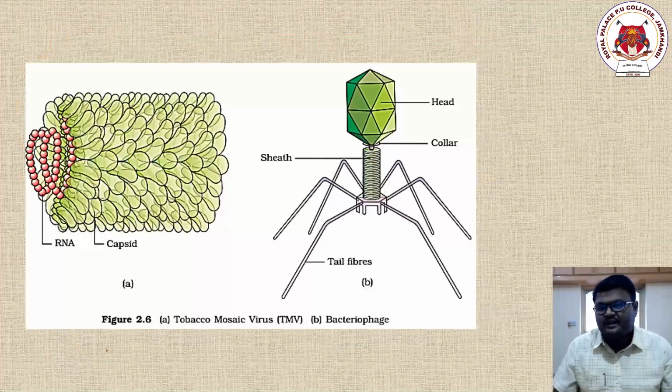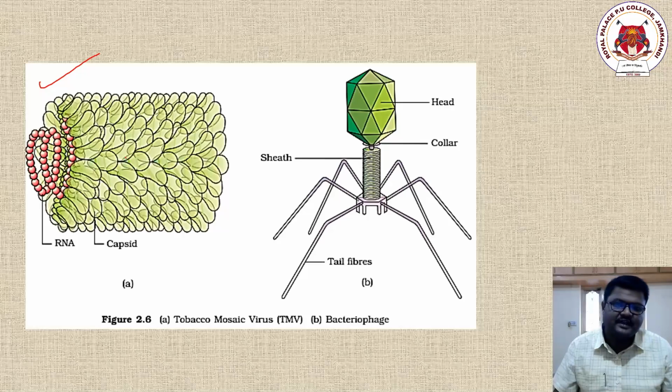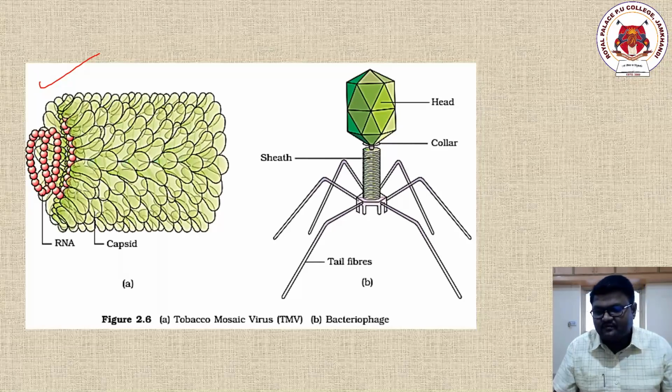This slide contains 2 photographs directly from the NCERT textbook. The first one, A1, is a diagram of the tobacco mosaic virus, TMV. In the examinations, they might ask you to draw a neat labeled diagram of this organism, TMV. This is the genetic material, RNA, DNA or RNA.